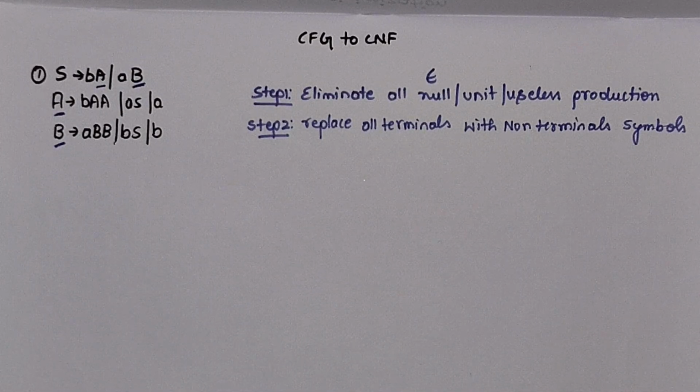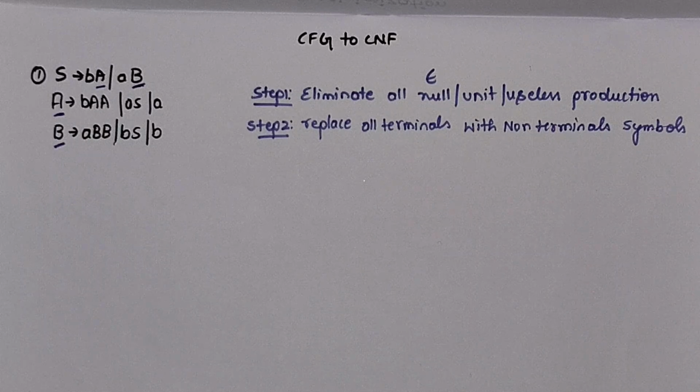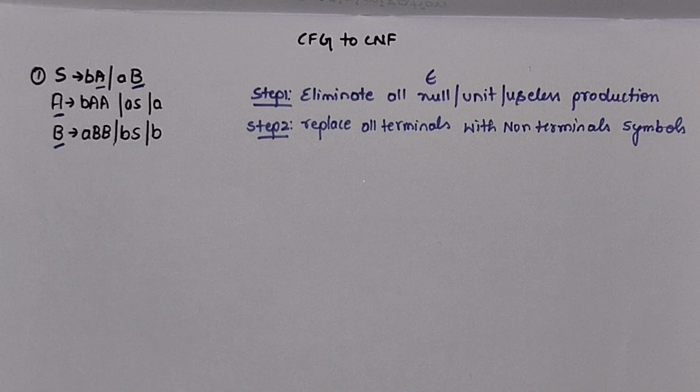If you want the detailed explanation of the null, unit and useless productions, I will give them in the description and they are in the i button also. You can check them out. Now the first step is over. There are no null or unit or useless productions which must be eliminated. So now let's jump into the second step, that is, replace all the terminals with non-terminal symbols.